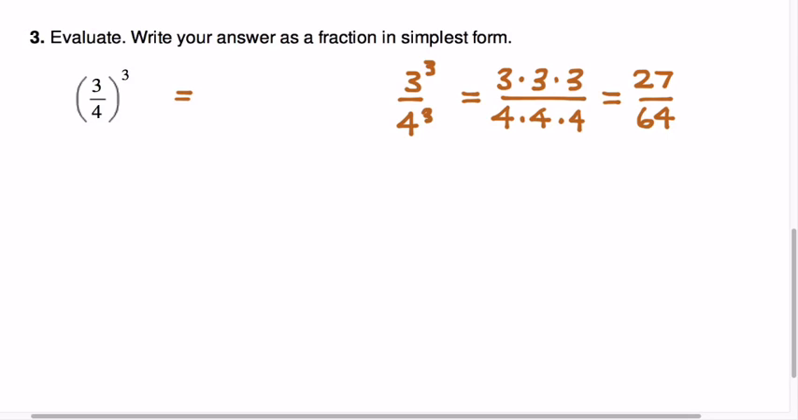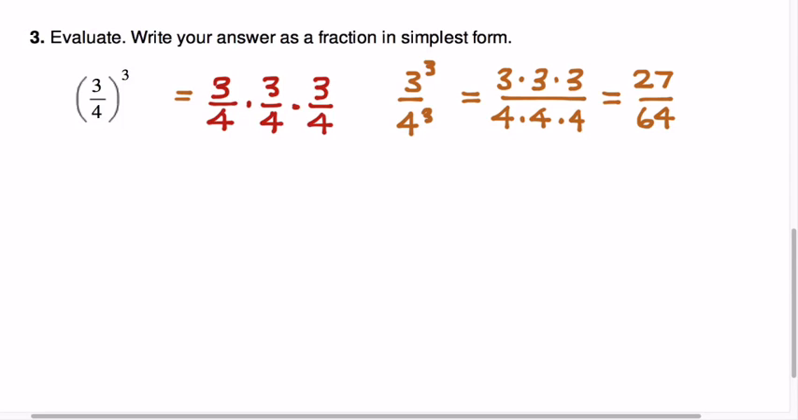So here's how I think of it. If we all agree, and I think we do, that raising something to the third power means multiplying it by itself 3 times, then 3 to the third power is 3 times 3 times 3. 4 to the third power is 4 times 4 times 4. What is 3/4 to the third power? 3/4 times 3/4 times 3/4. And so we've turned this exponent problem into a multiplication problem.